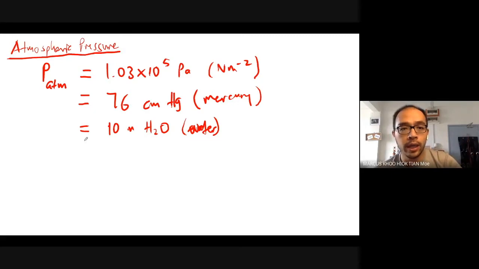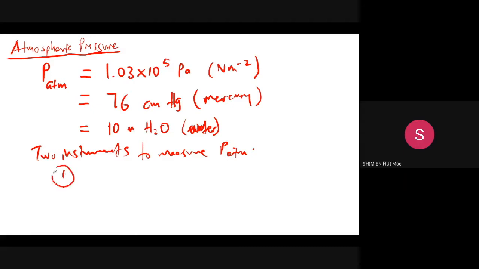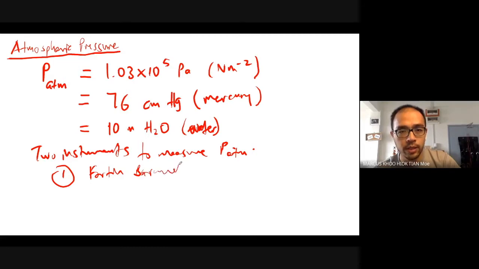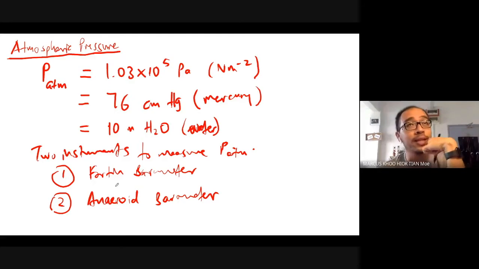And we have also learned two instruments that are used to measure atmospheric pressure. What are the two instruments? Fortin barometer. Aneroid barometer. What is the biggest difference between these two barometers? Fortin barometer has liquid. What is the liquid inside a Fortin barometer? Usually mercury.